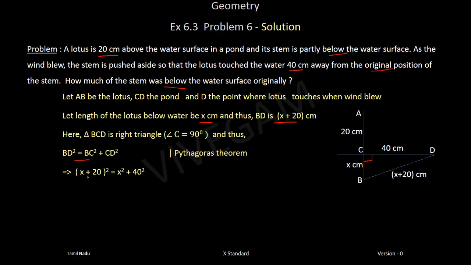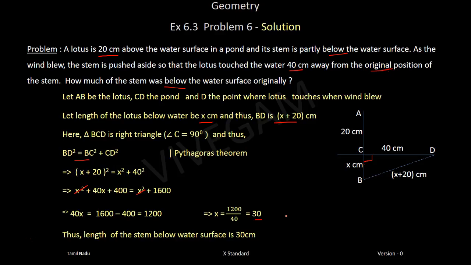This becomes (x plus 20) whole square equals x square plus 40 square. Now you expand this. This becomes x square plus 2ab, that is 40x, plus 20 square, that is 400. That's equal to x square plus 40 square, which is 1600. Now you see this x square and x square get cancelled. So 40x will be 1600 minus 400, that is 1200, so x will be 1200 divided by 40, that is 30. Therefore, the length of the stem below the water is 30 centimeters.